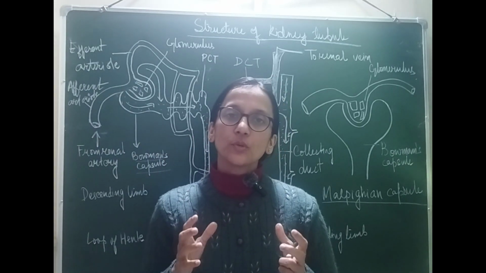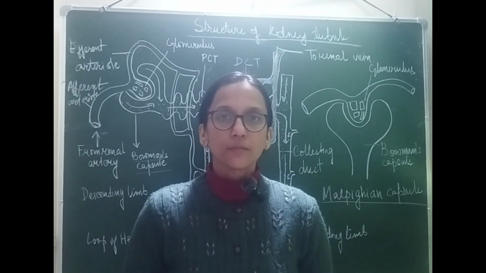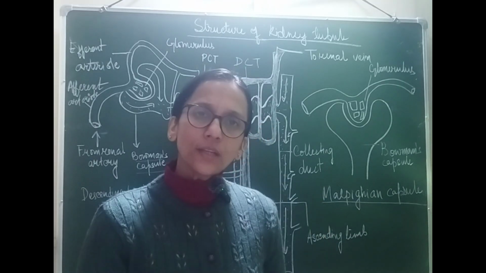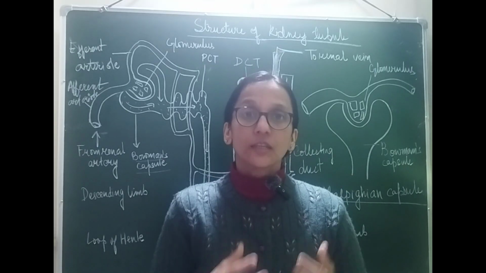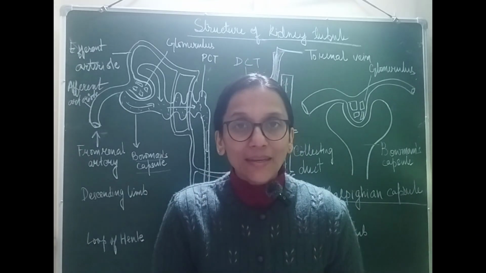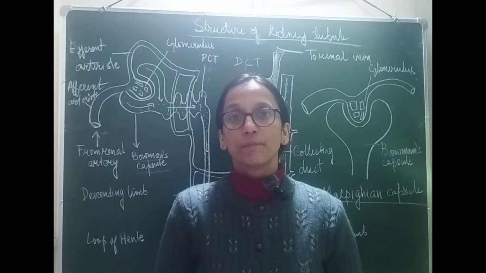Well, in this class I am going to explain the structure of nephron. These are also known as renal tubules, kidney tubules or uriniferous tubules. What are these? These are those structures which are present inside the kidney. That means the kidney is composed of many of these structures. Now there are almost 1 million nephrons per kidney.